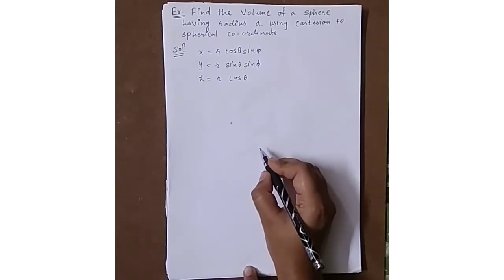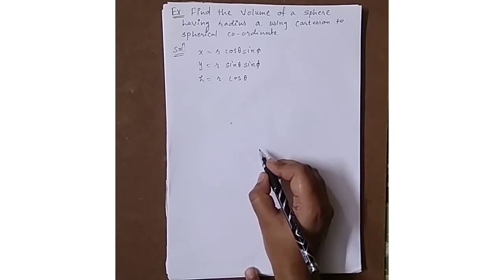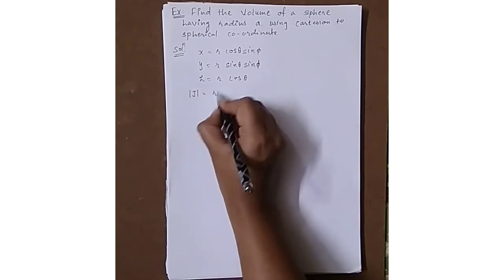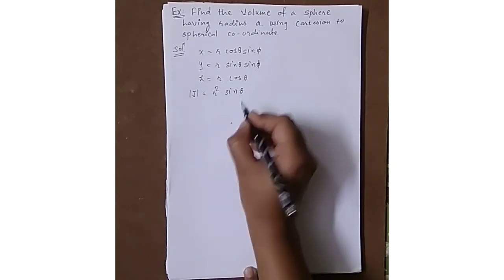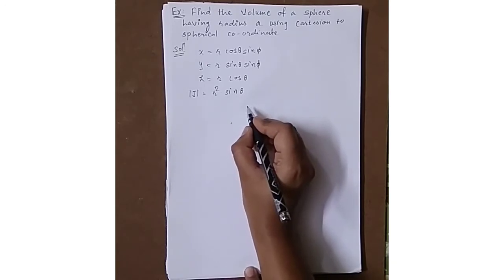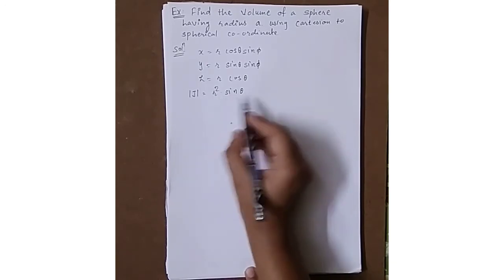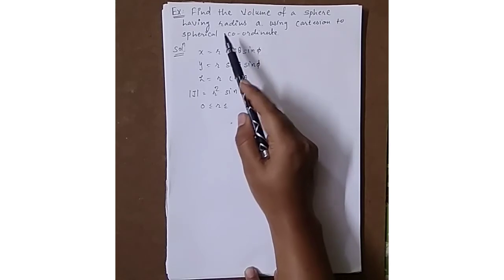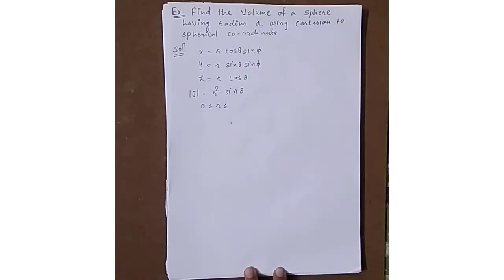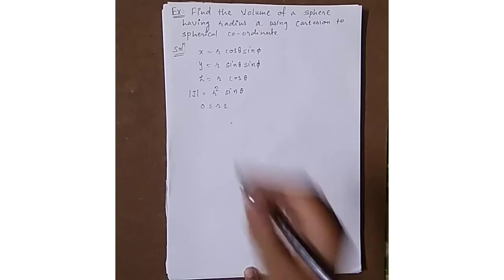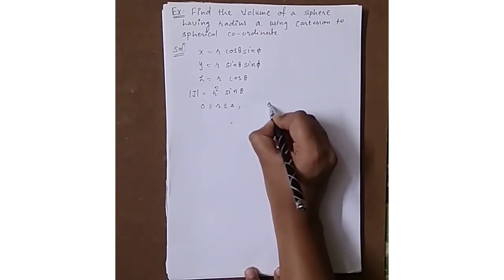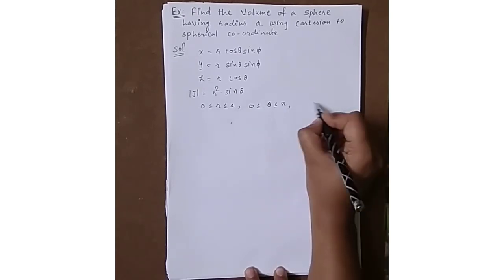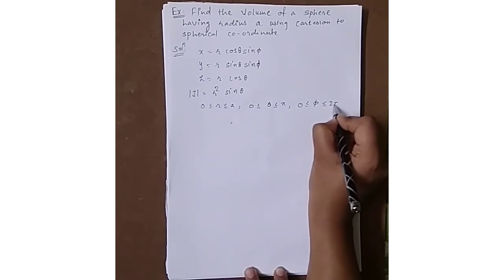Earlier we have found the Jacobian. The absolute value of the Jacobian is r square into sin theta, and also we know that the radius r varies between 0 and up to my radius. Here the radius of the sphere is given as a, so up to a, and theta is between 0 to pi, and phi is between 0 to 2 pi.